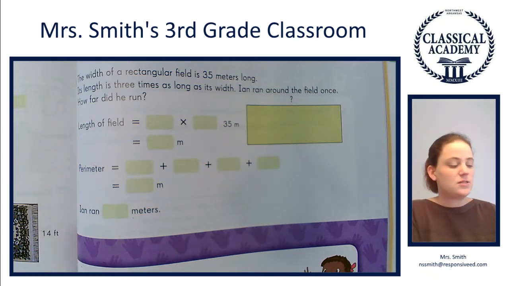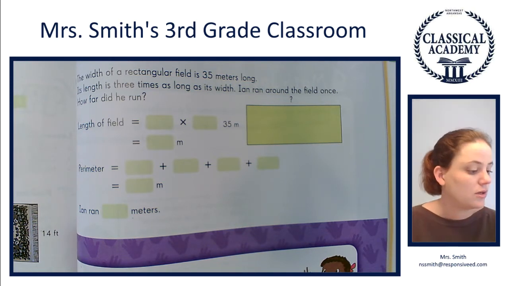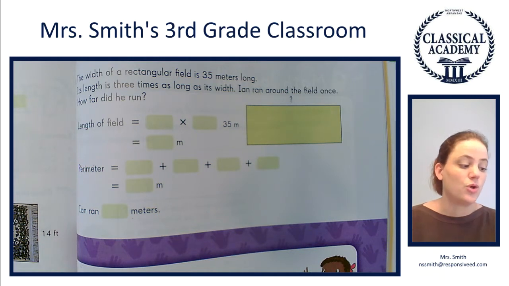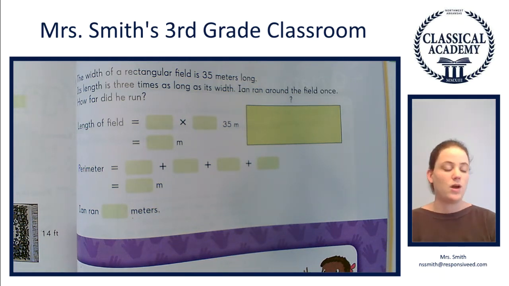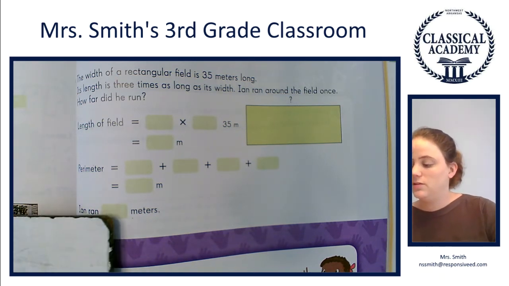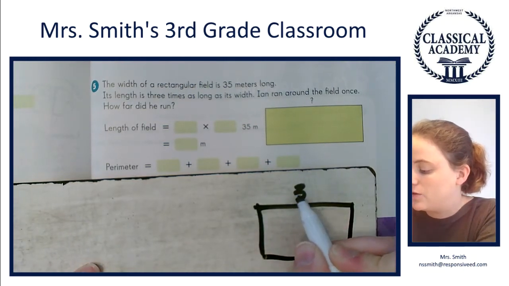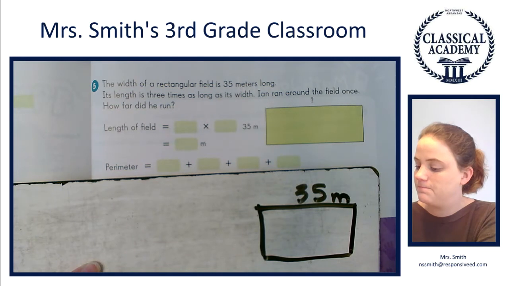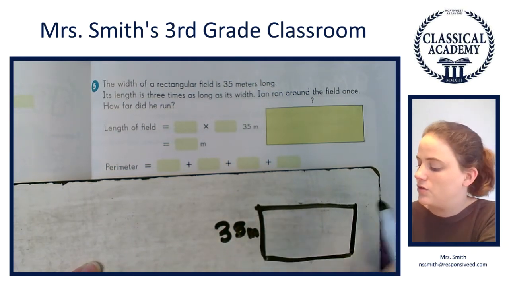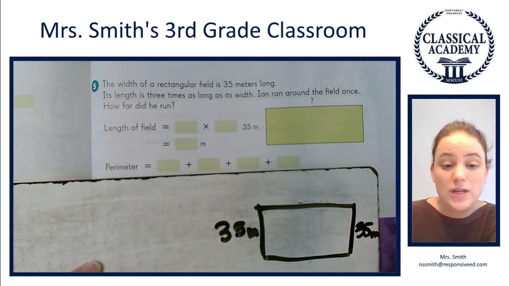All right, and this one, it says, a rectangular field is 35 meters long. Its length is 3 times as long as its width. Ian ran around the field once. How far did he run? Well, we have some math to do. So the length of the field, he says, is 35. So I'm going to just draw this so I can write on it. 35 meters, right? Oh, sorry, the width. I got to read better, don't I? 35. This side's 35. Good job. And its length is 3 times as long.